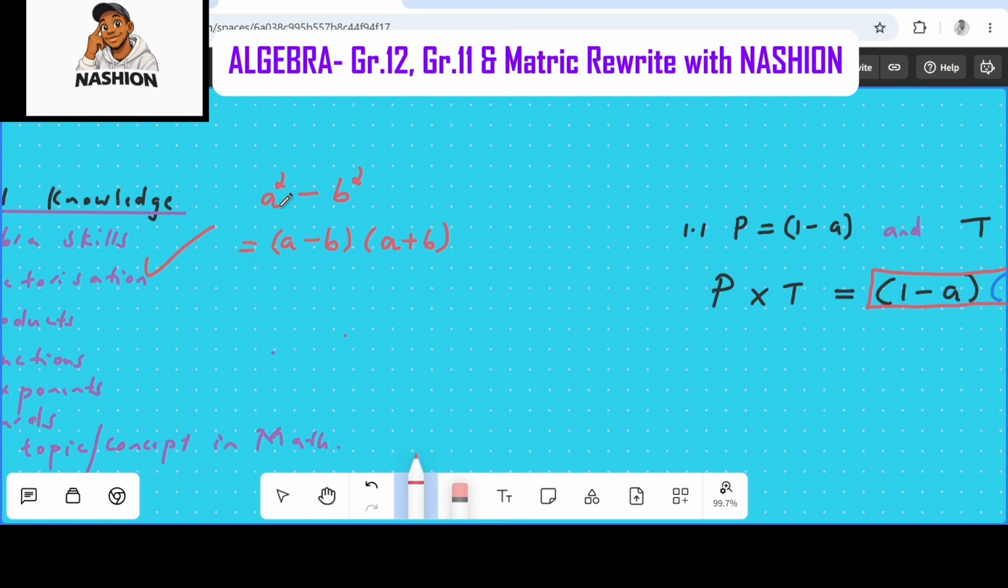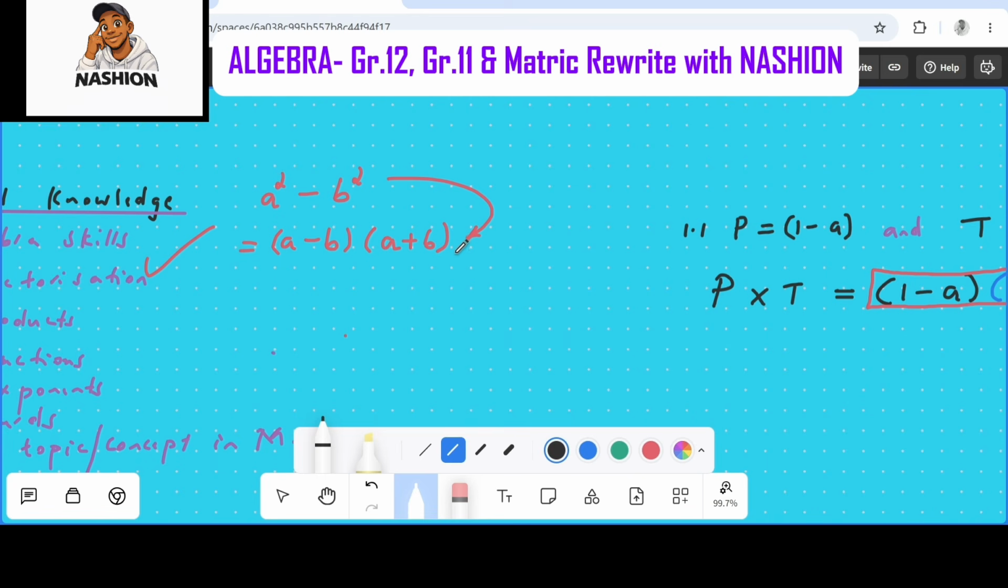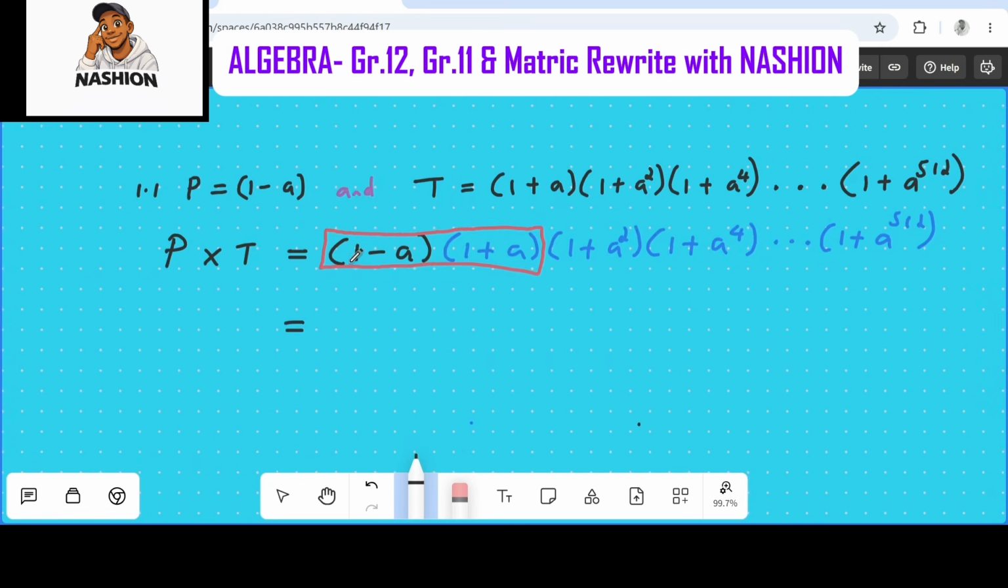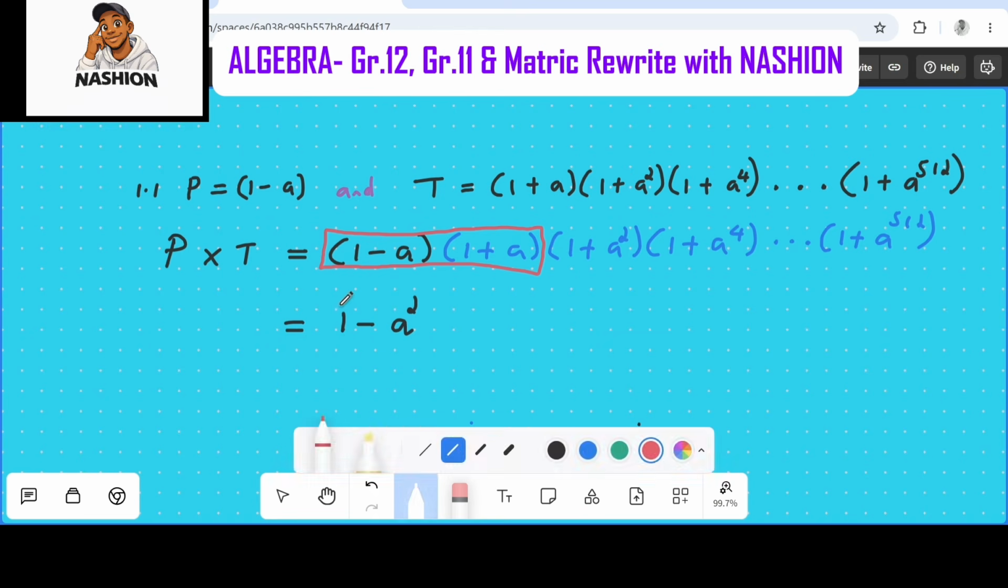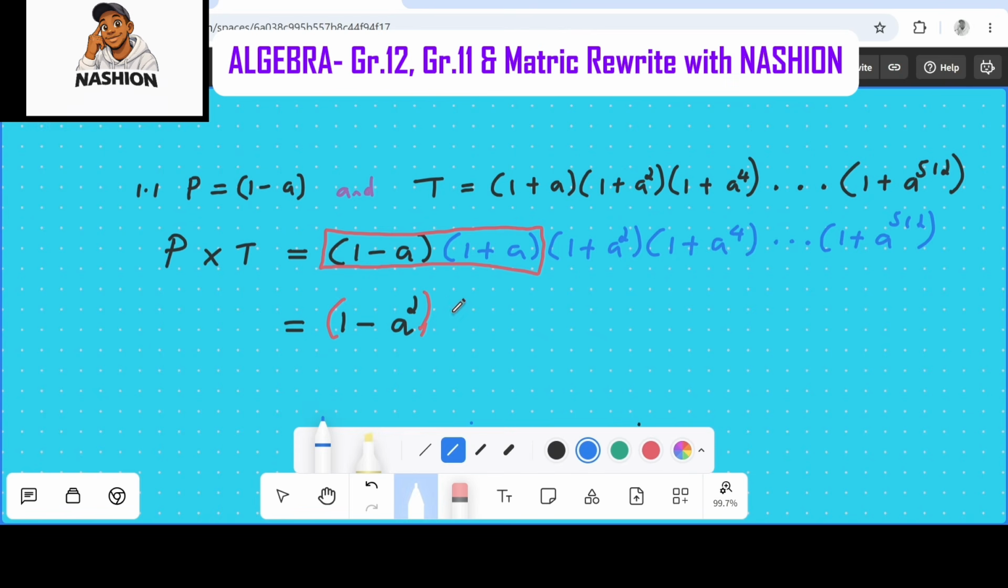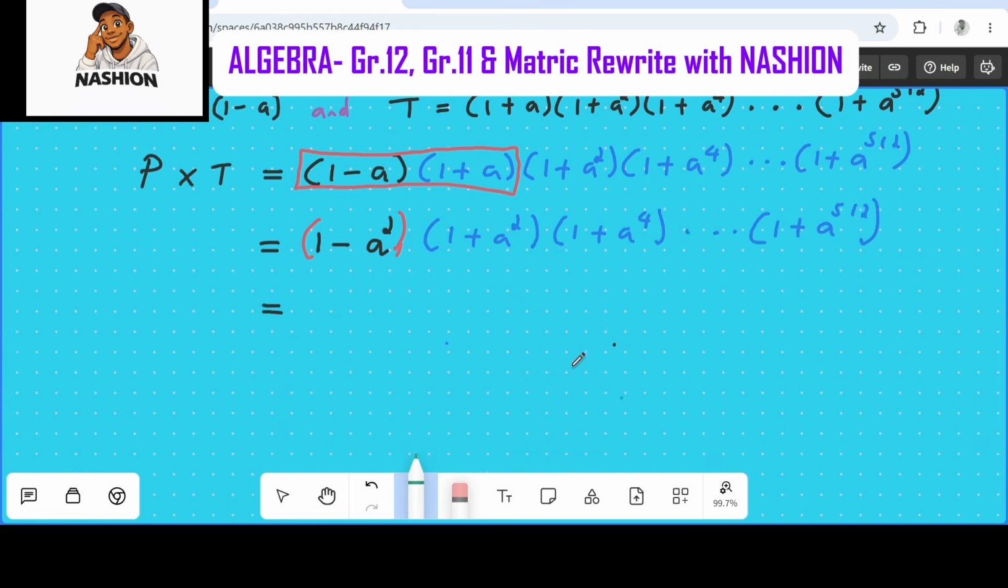So if a squared minus b squared can be written like this, we can also reverse the process and write it back to that. Like in this case, 1 minus a into 1 plus a, that can be written as 1 minus a squared. You see, 1 is a square number, a squared is a square number. So everything in the red box is becoming 1 minus a squared. Let's write what is left. After that, we continue checking what we have displayed here.